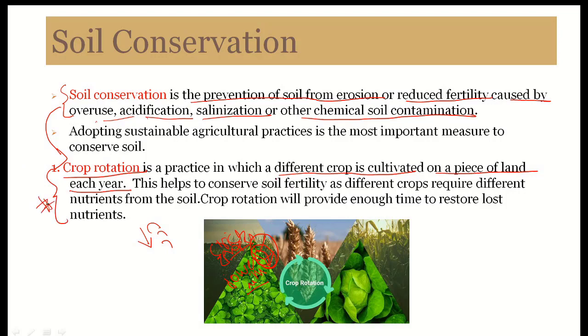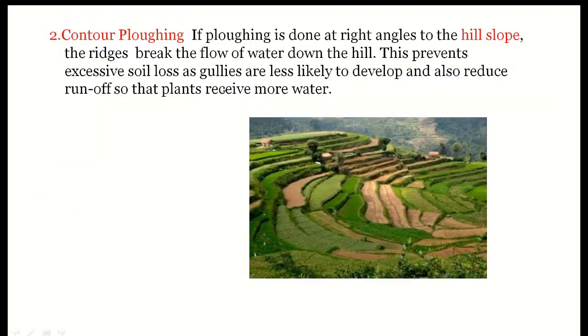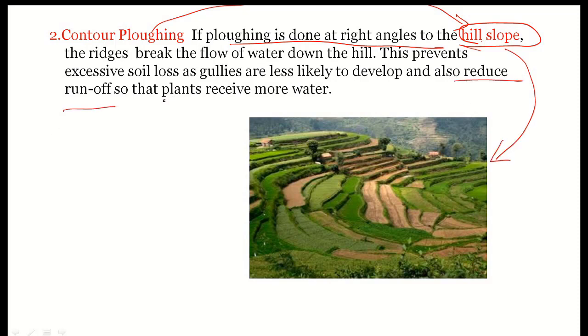Next is contour ploughing. What is contour ploughing? Contour ploughing is seen on hilly slopes, and here the ploughing is done at right angles. You can see here how the ploughing is done. It reduces the runoff of water and plants receive more water, and it also reduces soil erosion. This is called contour ploughing and it is used on hilly slopes.